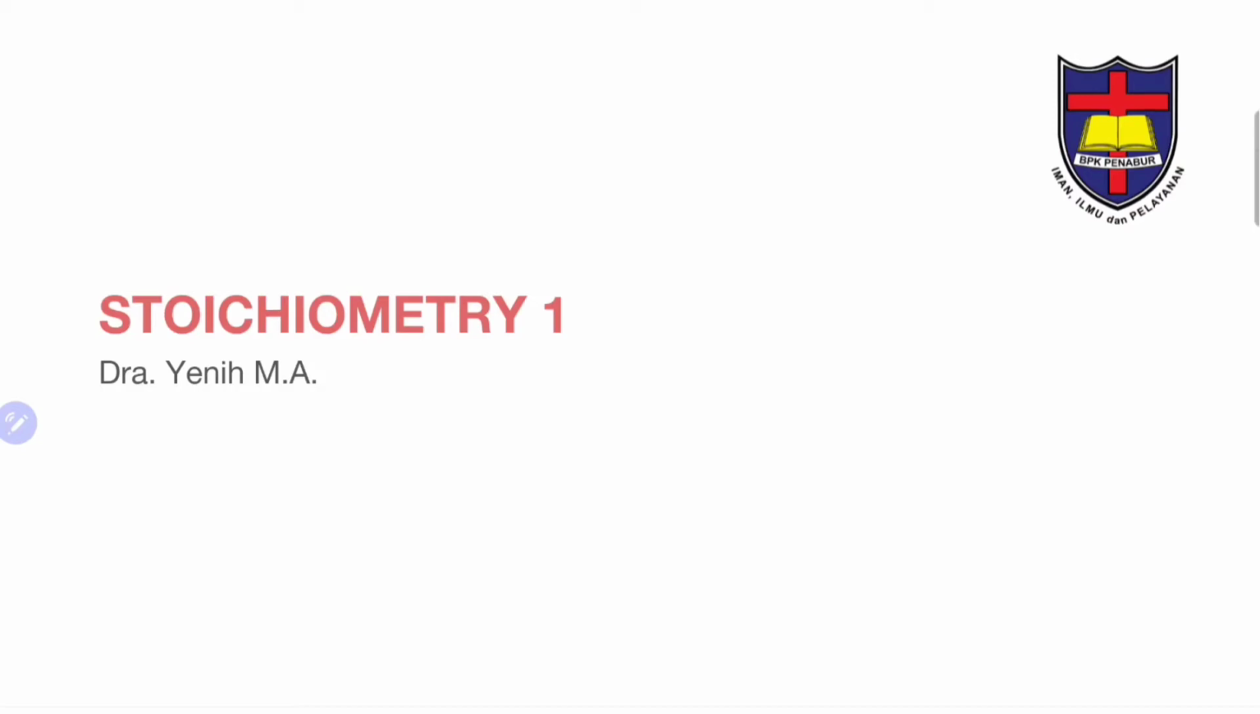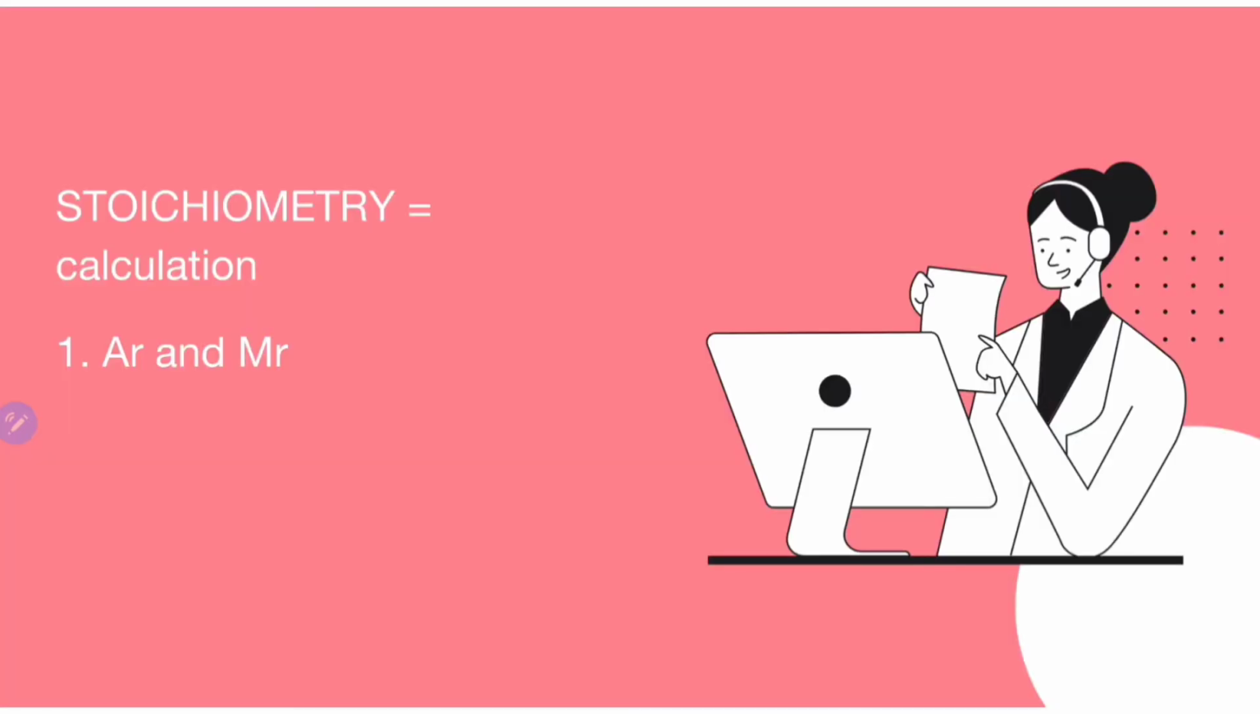Hello everyone. For AS level, our topic, firstly, chapter 1 is moles and equations. That's about calculation in chemistry, but I call it stoichiometry, and this is part 1. Stoichiometry means calculation. The first I want to explain is about AR and MR.